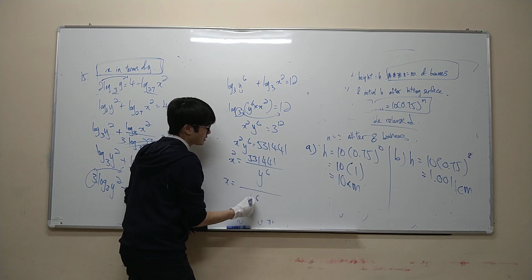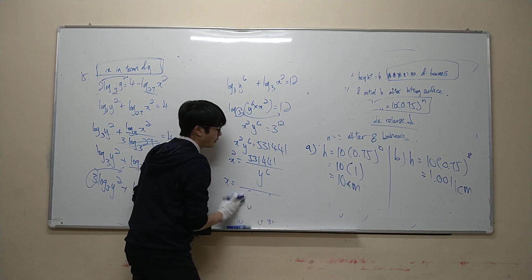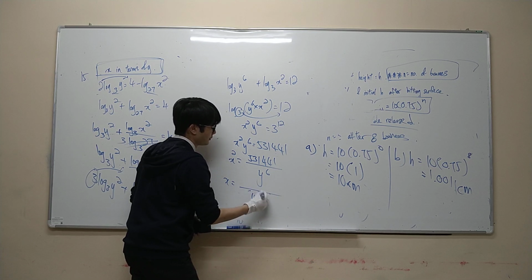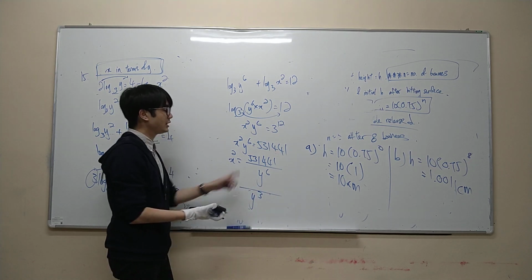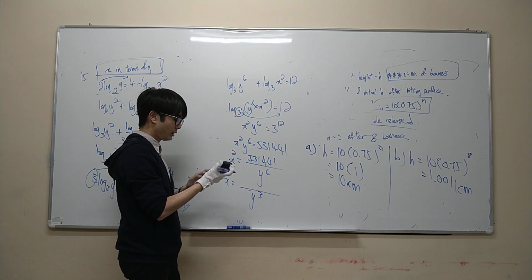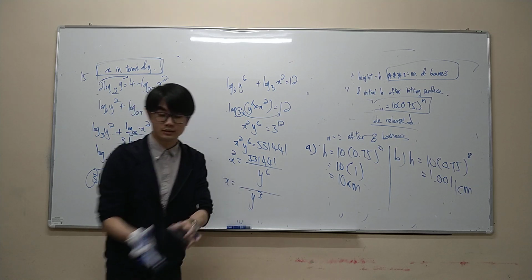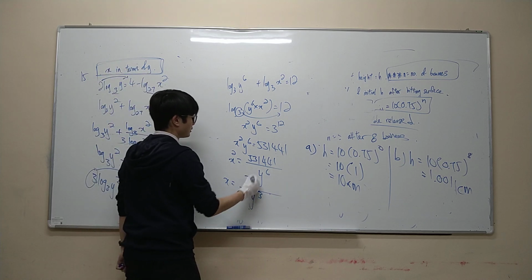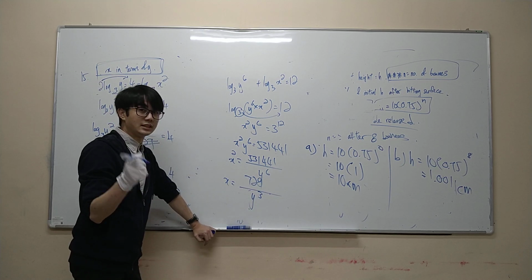What is y power 6 and then square root? I already say square root is power 1 over 2. So it will be y power 3. Right? It will be y power 3. Yang atas, okay, just tekan lah square root 531441. 531441, 729. So here is 729. So that is the answer.